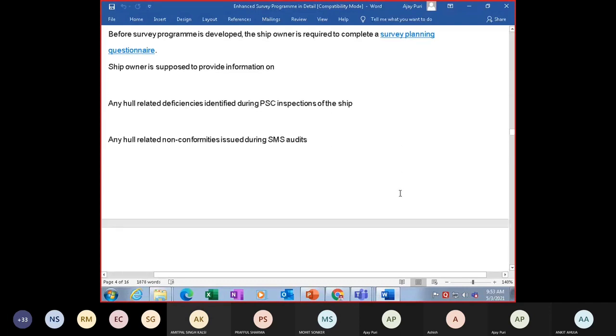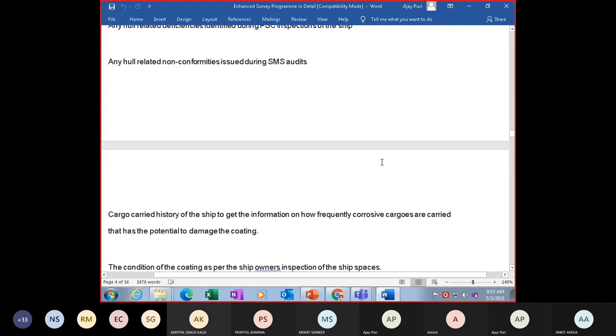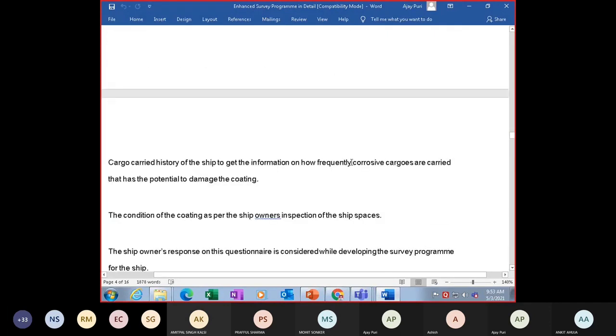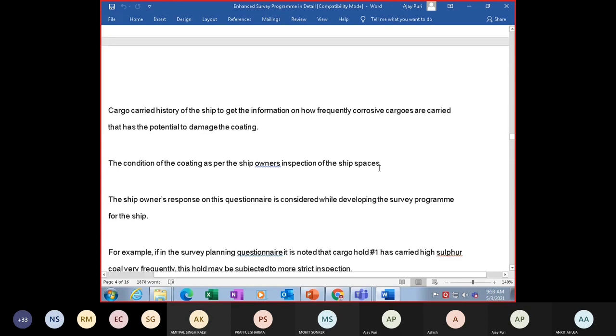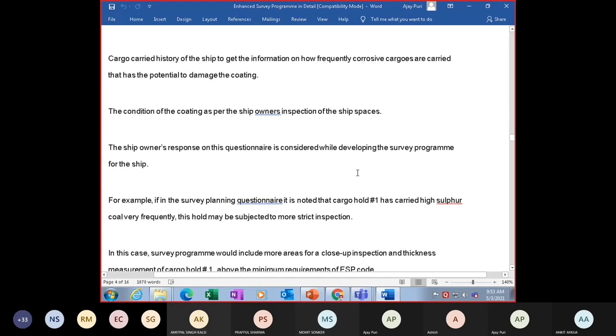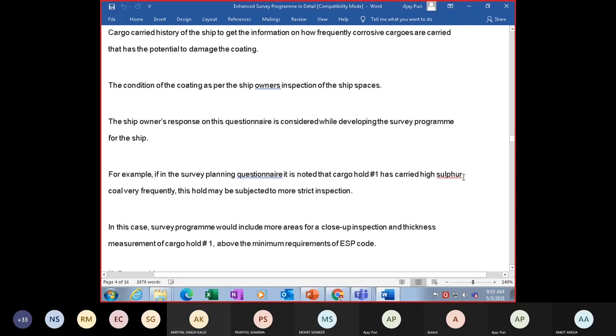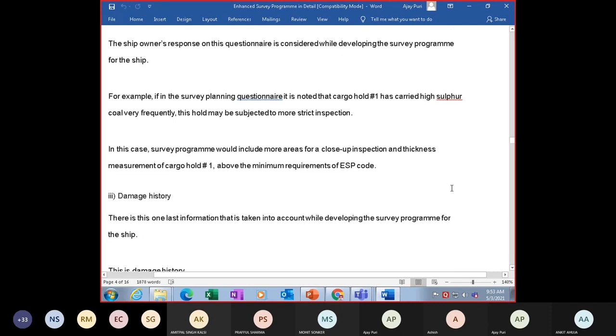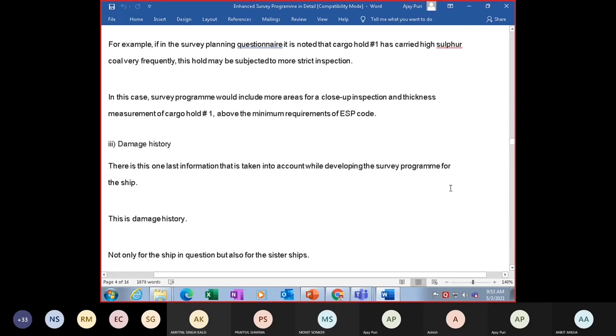inspection, any hull related non-conformity during SMS, cargoes, previous history which were corrosive, condition of coating. Ship owner response is considered when developing your survey program. So suppose you've got a high sulfur coal, then that area has to have strict inspection. Then which areas you will have close-up inspection, that is the minimum requirement of ESP.